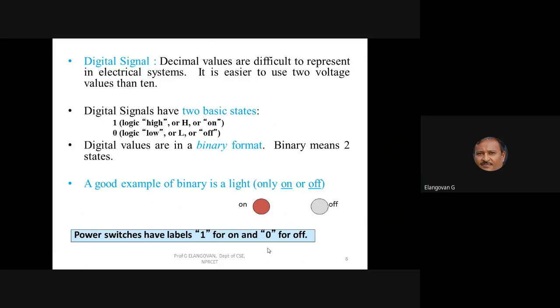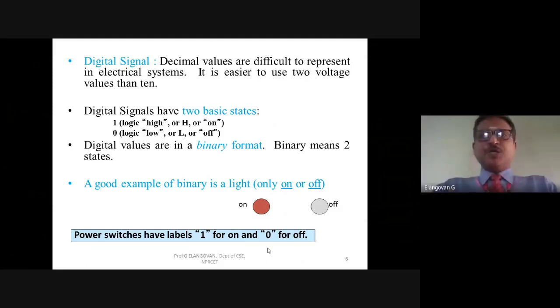The one usually will be represented as a high level or H, or it is available, on. And similarly, the value of zero logically will be represented as low or L, or there is no such signal. So it's off, so we can say zero. So conventionally, in different cases, the logic signals one and zero will be represented as high or low, or on and off. For mathematical purposes, we used to represent them somewhere else as H or L, like that.